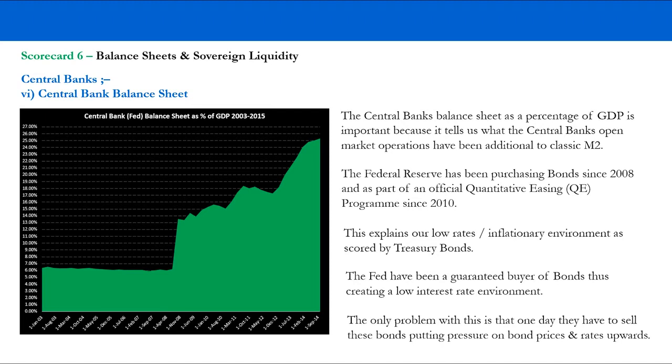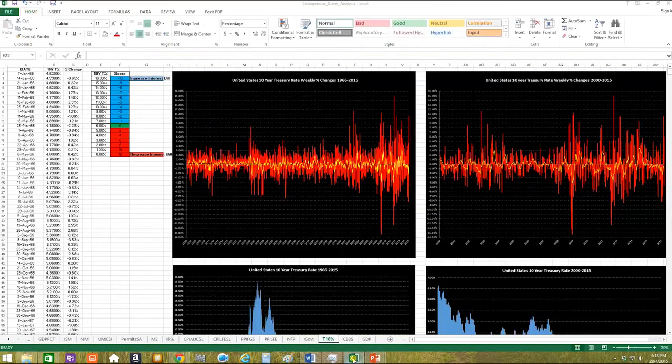The only problem with this is that one day they have to sell these bonds, putting pressure on bond prices and rates upwards. Let's go over to the spreadsheet and have a look at what we mean.